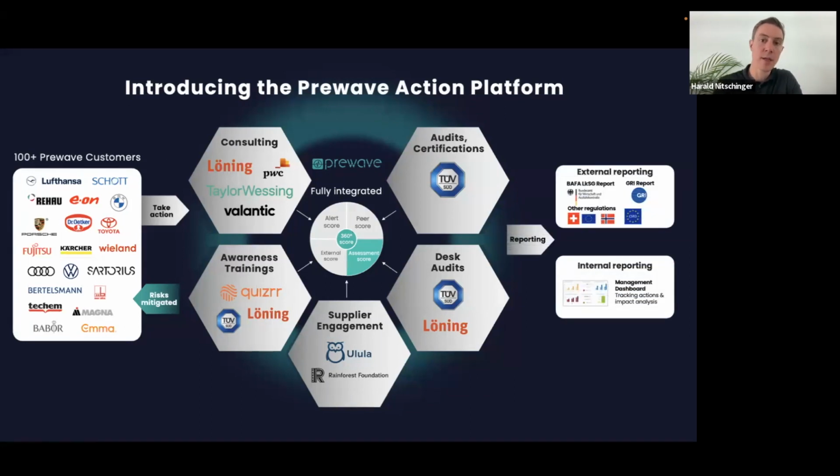And the goal is then to have the action platform be integrated into the Prewave Risk Scorecard. So this is precisely this missing puzzle piece that is currently there, that when you audit, when you train a supplier, when you work with a supplier, all of that needs to feed back into the scorecard of the supplier in order to have an impact on the score. We see a risk supplier, we audit them. A good audit should improve the score and precisely turn this supplier from red to yellow or green. And the same holds true for training or any other measures.